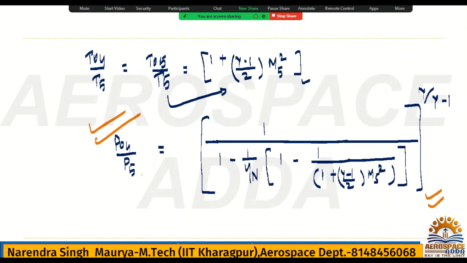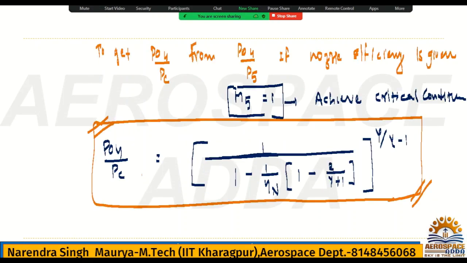Okay, so P naught 4 by P5 you have to get the value by this formula. Again, if you want to write P naught 4 by PC, then what you will do? Simply, PC means what? Critical condition. Critical condition means flow achieves sonic velocity. Mach becomes 1. So instead of M5, you just make 1. To write this P naught 4 by PC, you just make M5 equal to 1. So if I write M5 is equal to 1, then P5 will be now PC. So only the P naught 4 by PC becomes this.